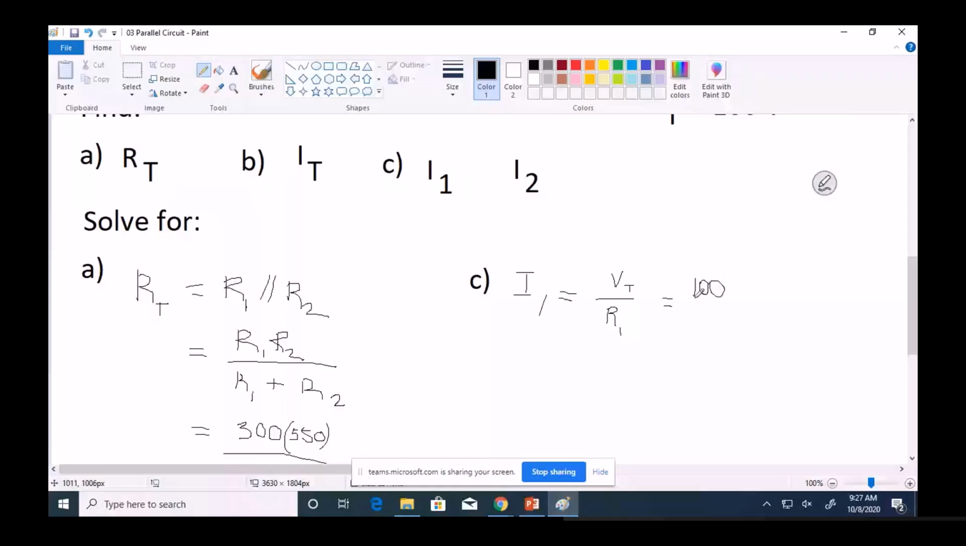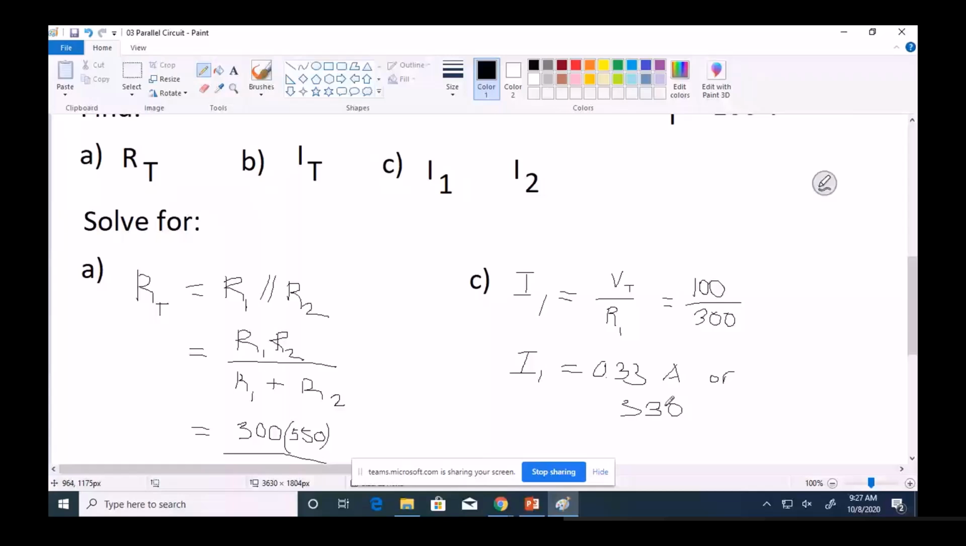So our I1, give me the value. It's 0.333. That's 0.33 ampere. You may also write this in milliampere. This is 330 milliampere. Just to write the answer.